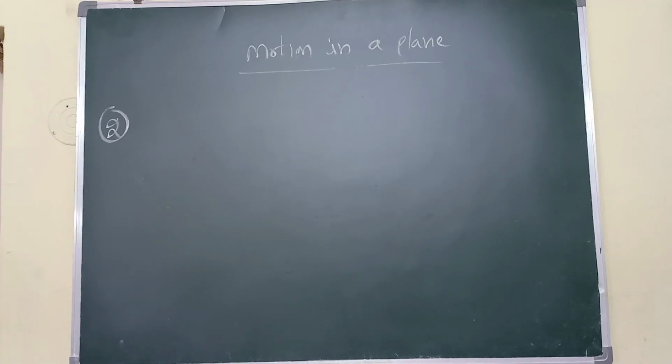Now question number 2. Two vectors A and B are defined.